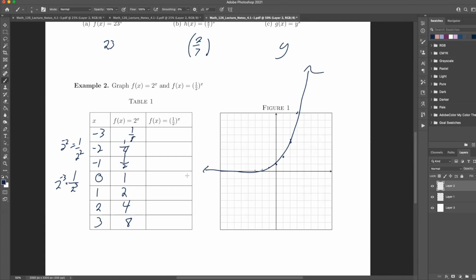And so this is exponential growth. Let me fix it real quick. It should never cross the 0 line. It gets real close, but it doesn't cross it. So let me just fix that. There we go. Okay.